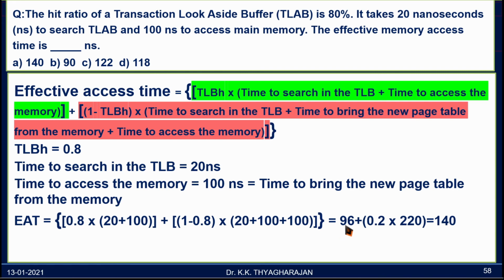So that will be equal to 96. This is equal to 96. And this is 0.2 into 220. That will be equal to 140. So the correct answer is the option A, 140.